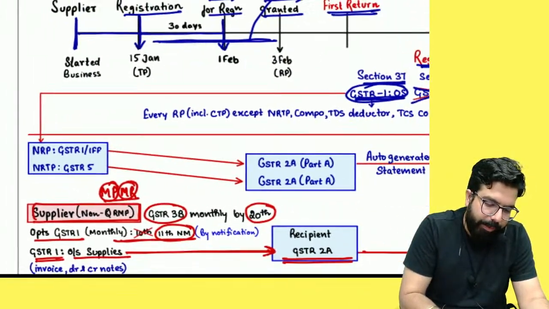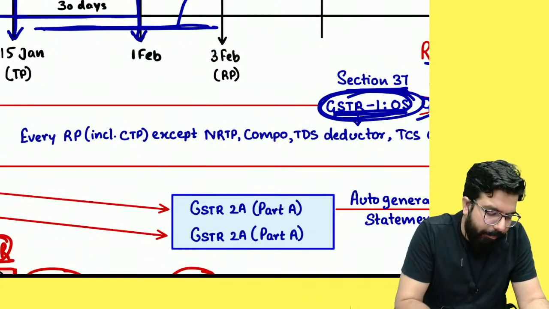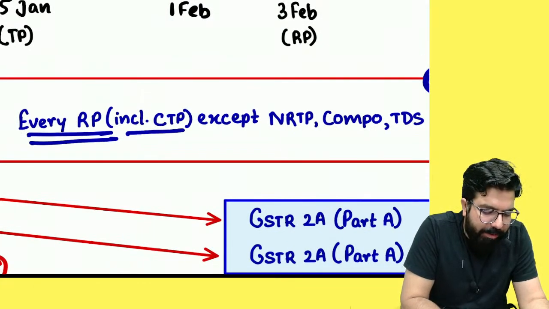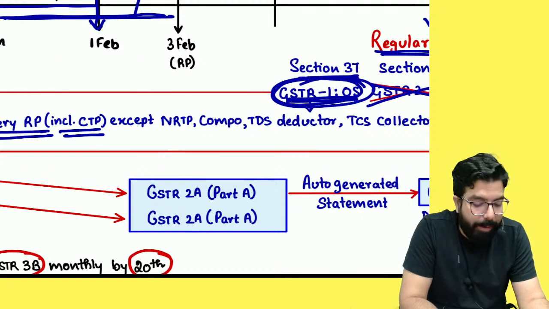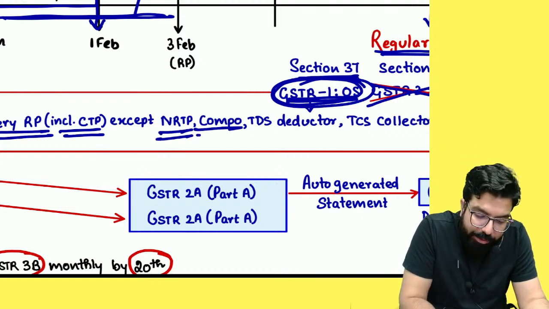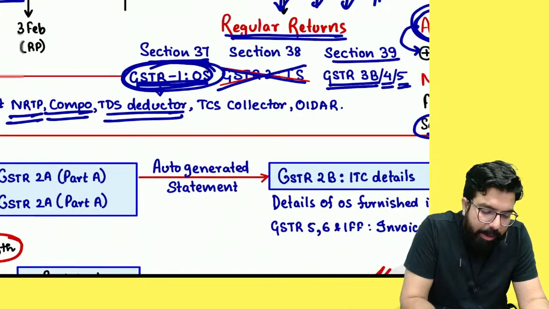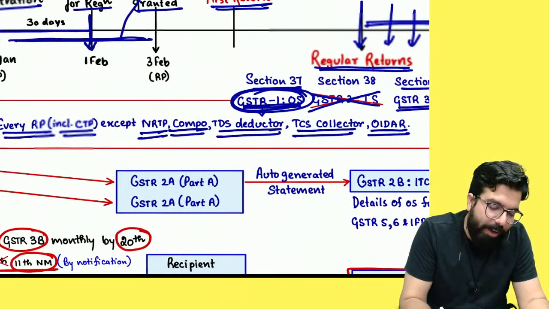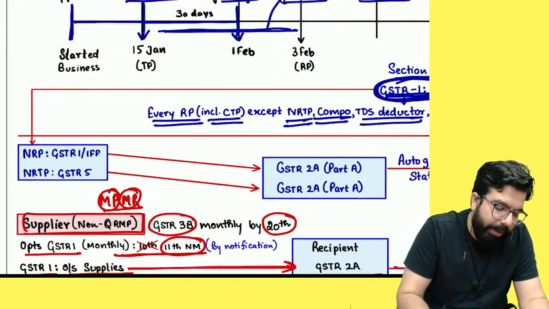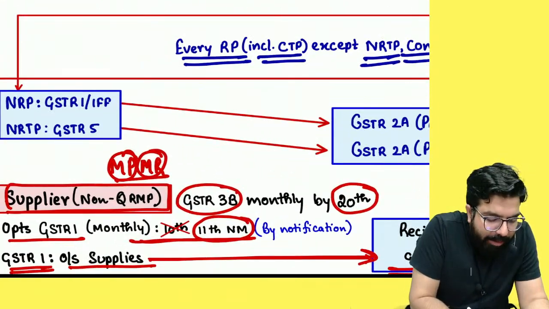People over here. See, GSTR1 is to be filed by whom? Every registered person, including casual taxable person. But who will not file GSTR1? Remember, NRTP, composition dealer, TDS deductor, TCS collector and OIDRs. Those people don't file GSTR1. Now, you know what? I will file GSTR1 or IFF.